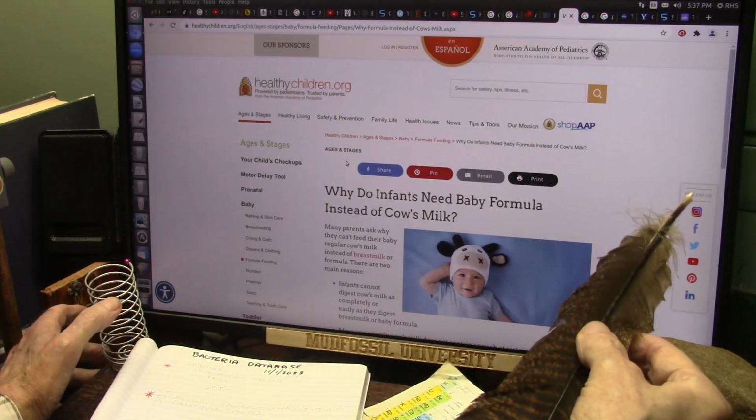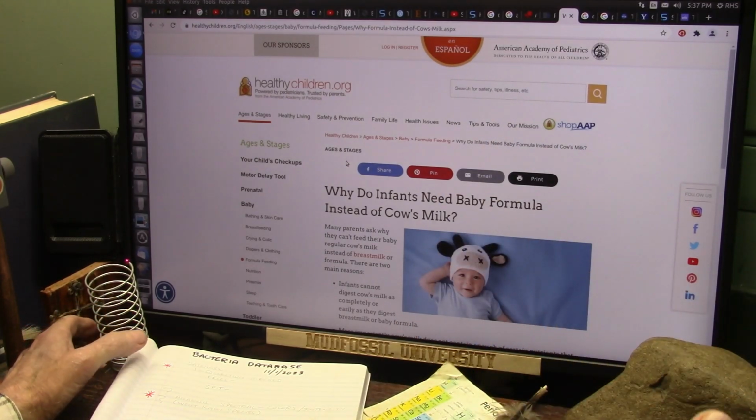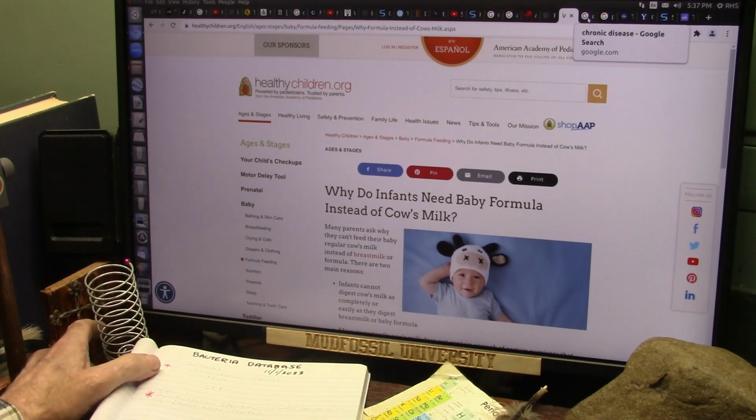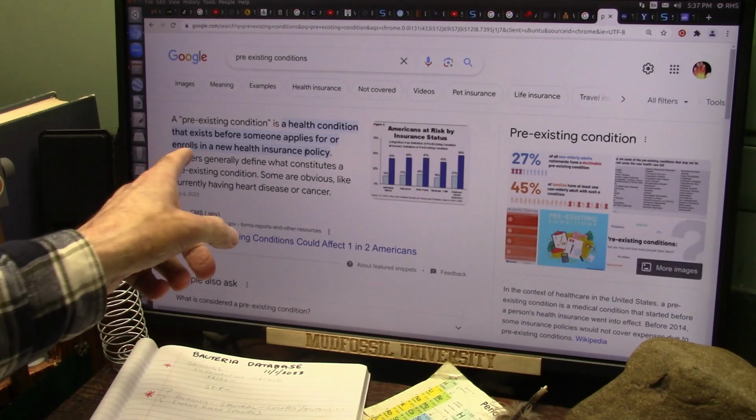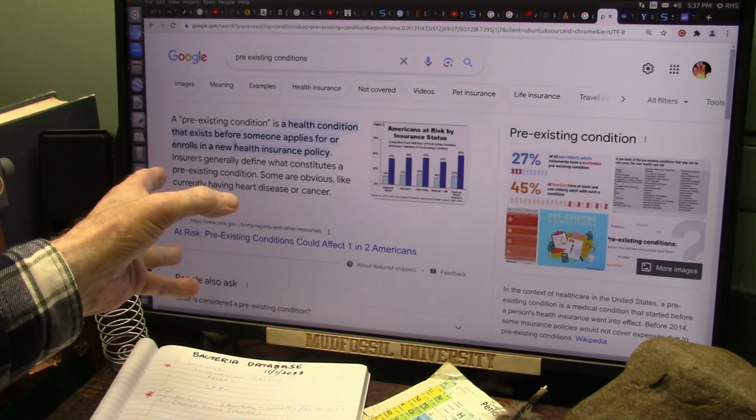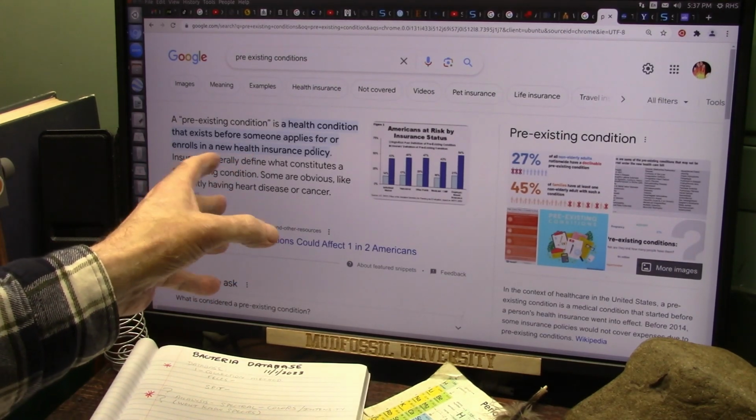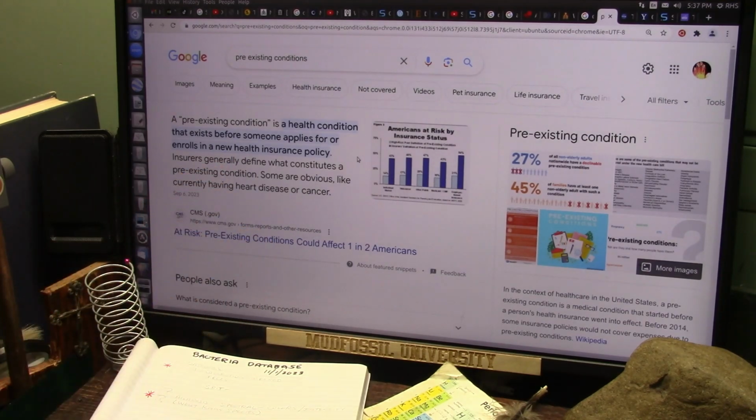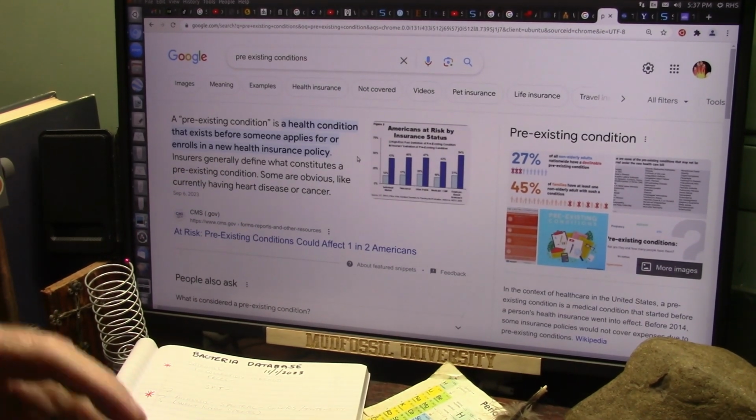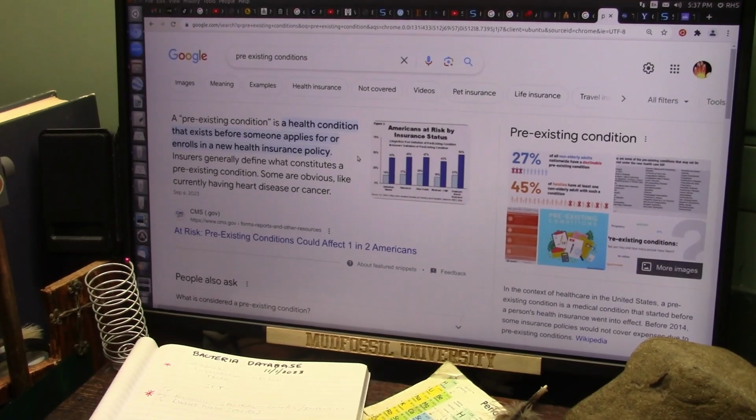You can't make it, you're going to have a pre-existing condition. Pre-existing condition just means that you're set up for a chronic disease. Pre-existing condition, health condition exists. They're talking about it for health insurance. But it's also, you're ready to get sick.